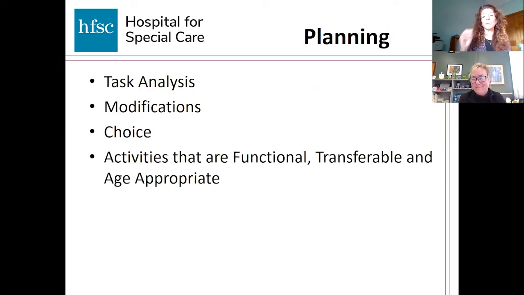Okay, so moving on to planning. What are some other things that we do? Just like a typical program, we do a task analysis. Coaches are notorious for knowing how to do a task analysis. Why? Because they break down sports skills. How do you hit the tennis ball? How do you make a basket? So we use task analysis.